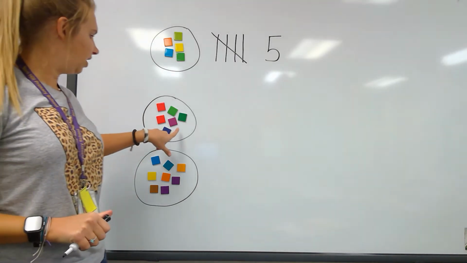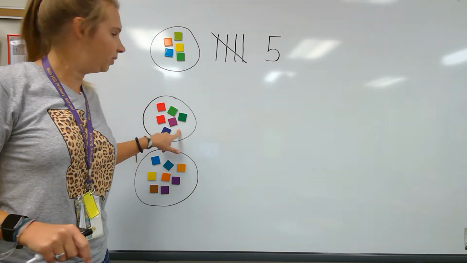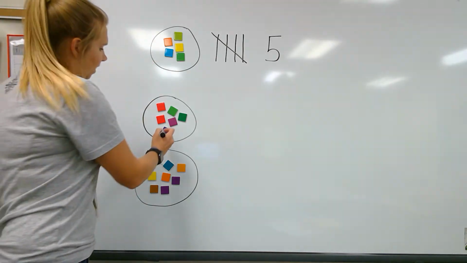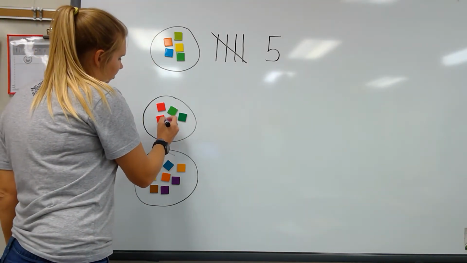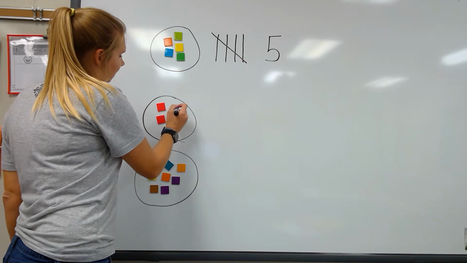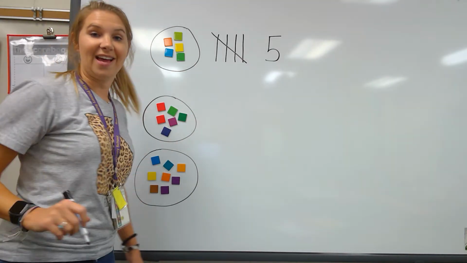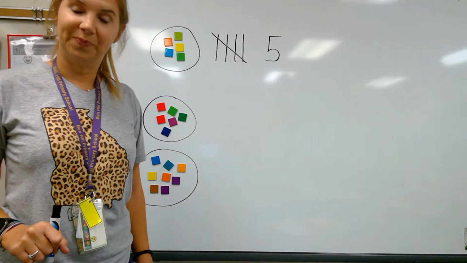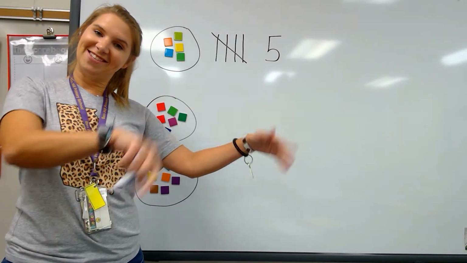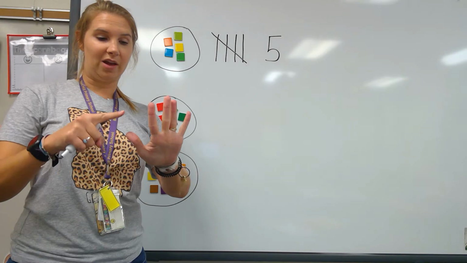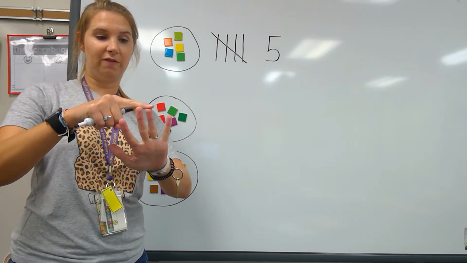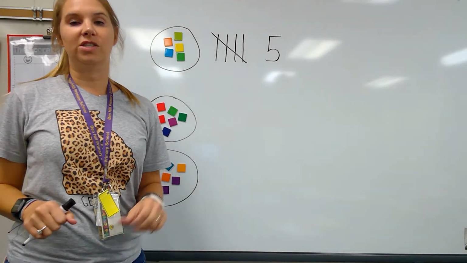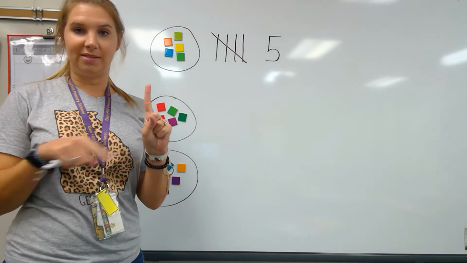All right, let's take a look at our next group of colored tiles. And I'm going to count and strike. 1, 2, 3, 4, 5, 6. I have 6 in this group. So how many tally marks will I draw? 6. Good job. Now remember, when I count 1, 2, 3, 4, 5, and then I start back over with 1, so I make 6.